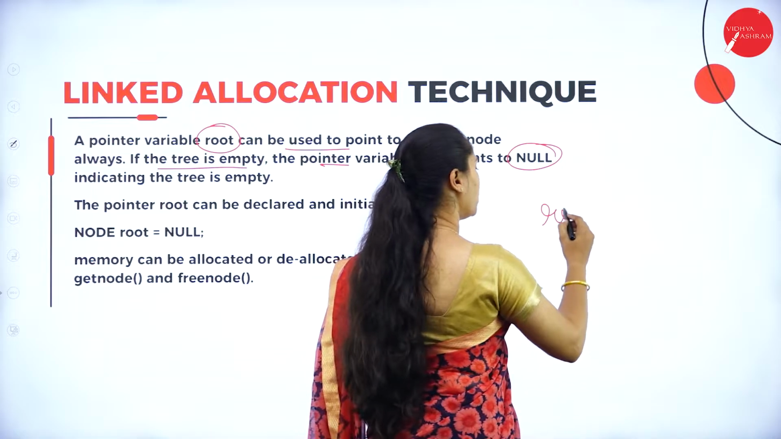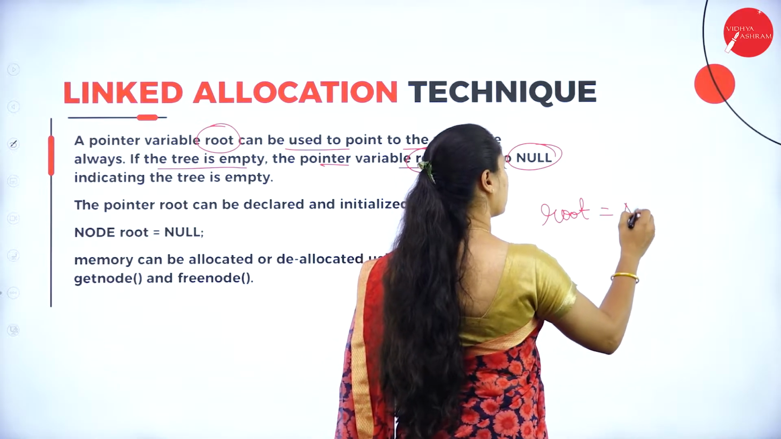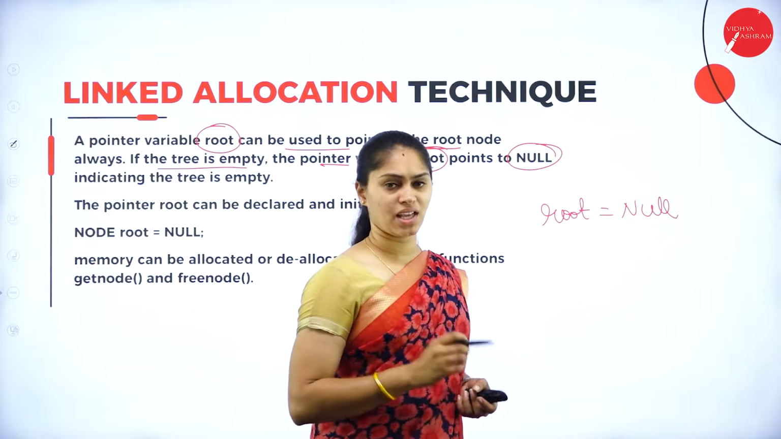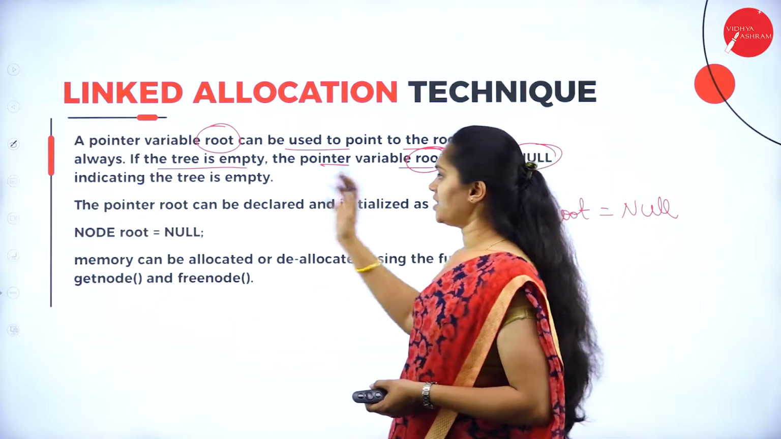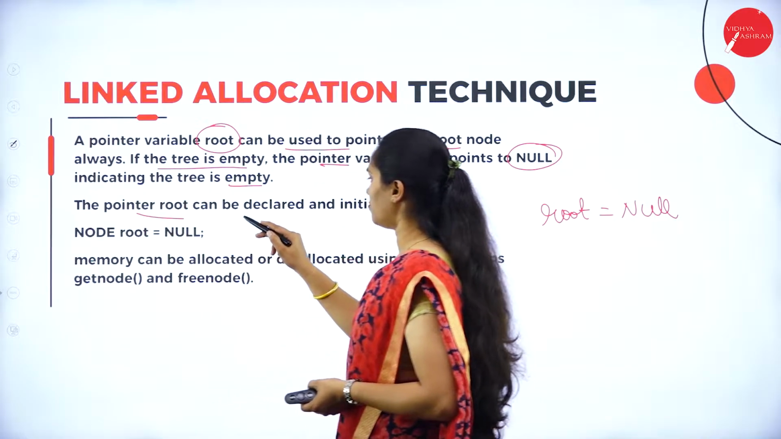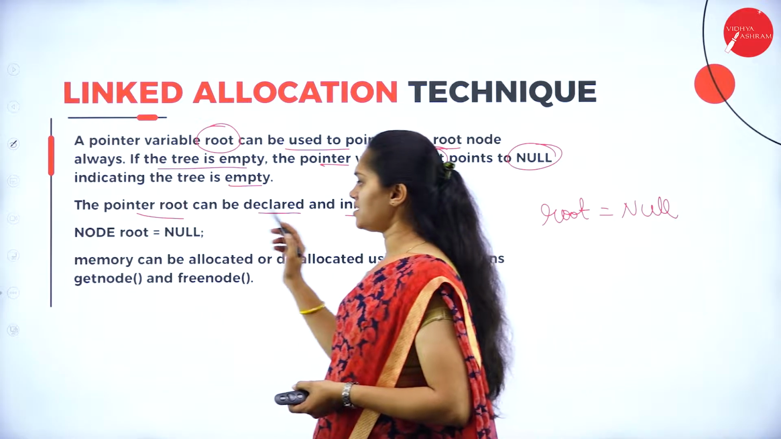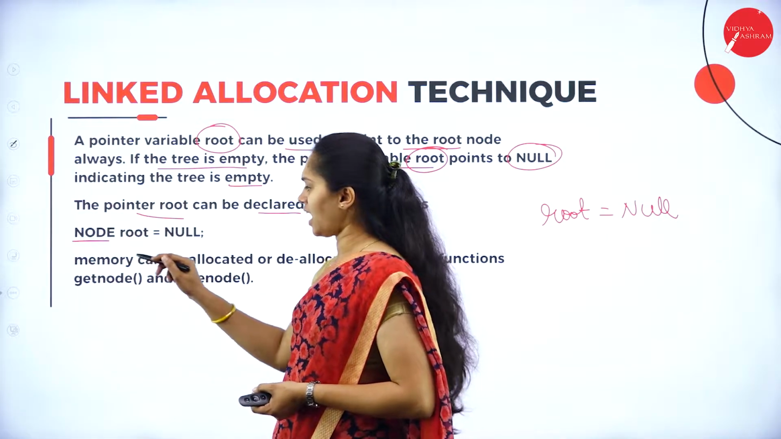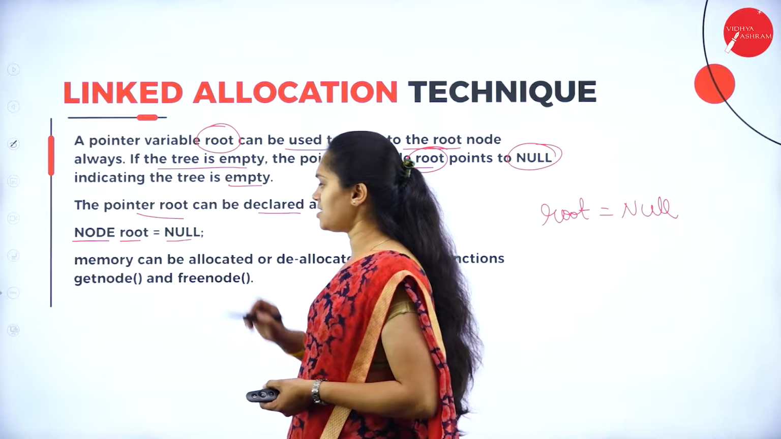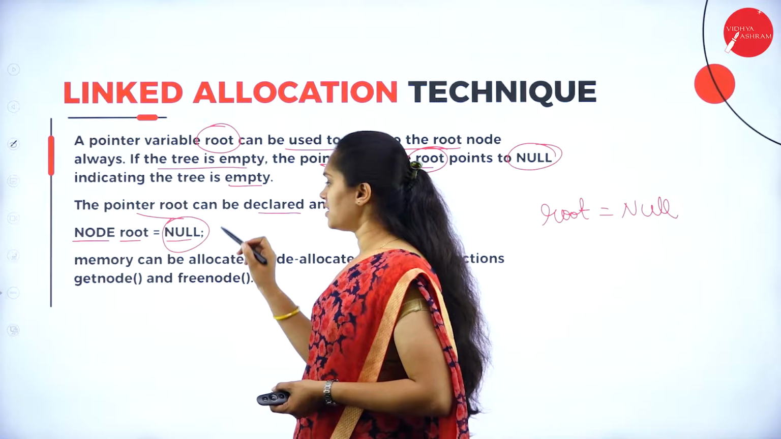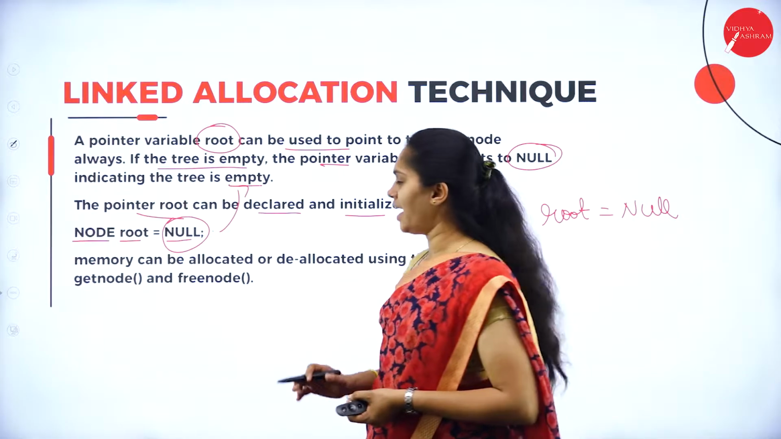So if the root is equal to null, then we don't have any element in the binary tree. If the root is null, then we can say that the binary tree is empty. Then the pointer root can be declared and initialized. How are we going to declare the root node? Node is the data type, and root is the name, which is initialized to null. So if root is equal to null, then at that time this tree is empty.